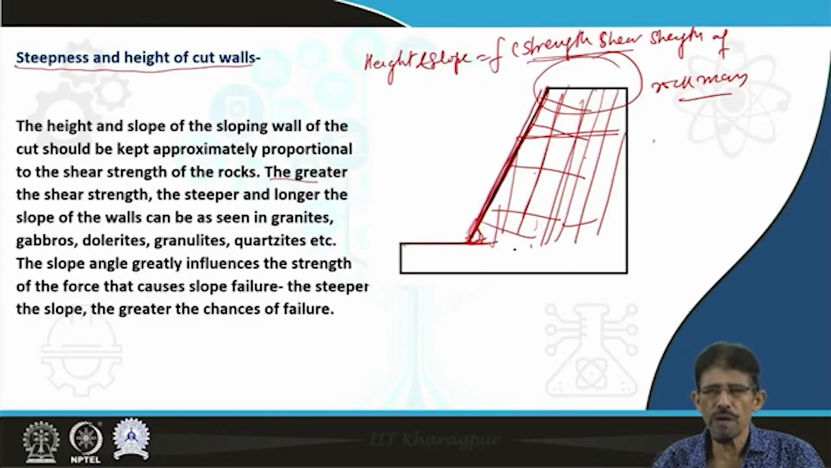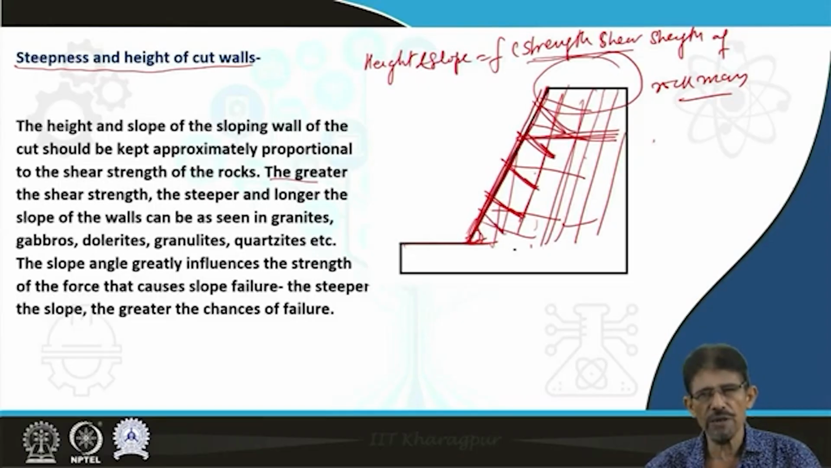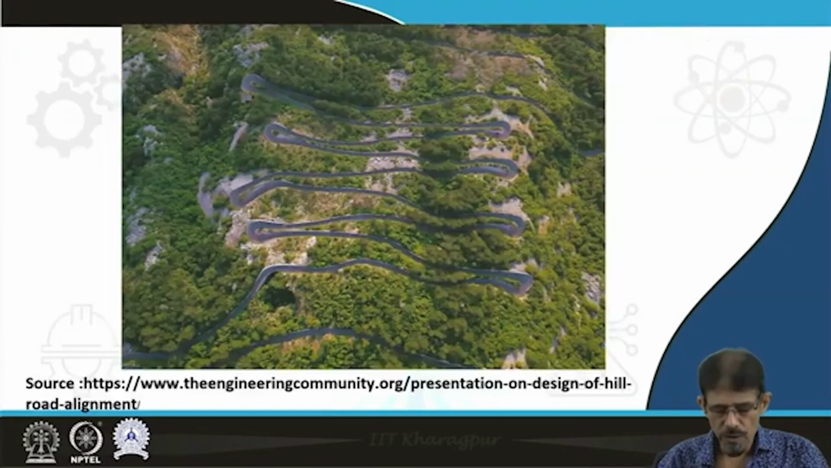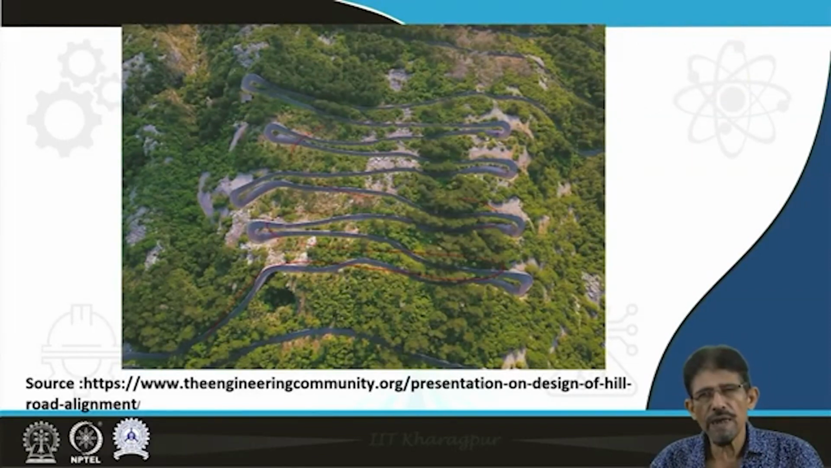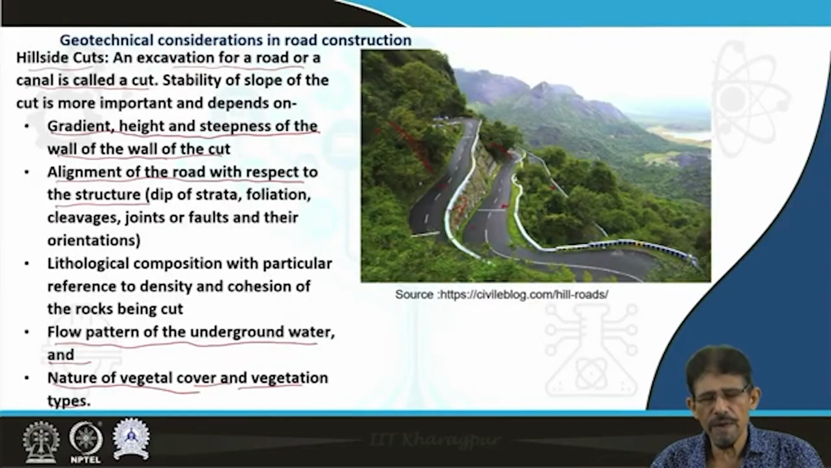If the rock is weaker, then we are going to keep the height short. If still there is a problem, then we are going to put support systems like rock bolts, wire mesh, anchors and others. You can see the number of slope failures along the highway, particularly in the Himalayan region. You can see this type of road, hilly road, is slightly different than plain road.